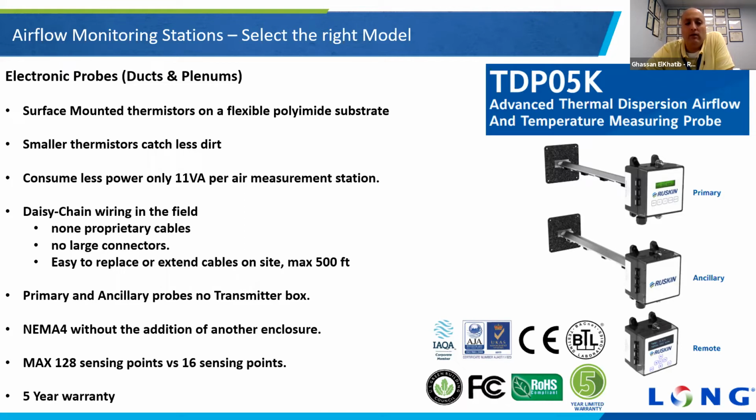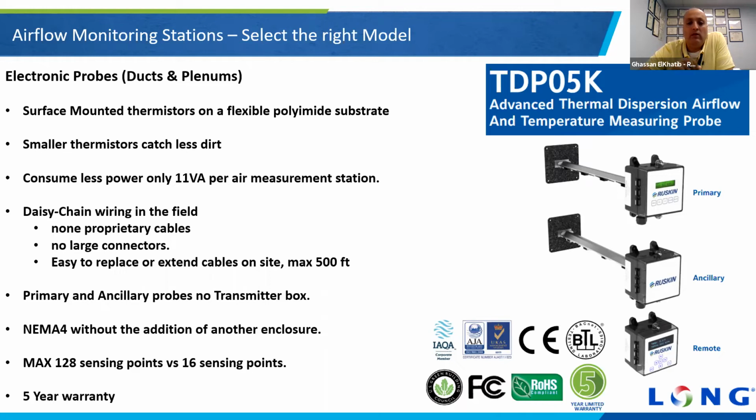Now, the beauty of these thermistors is that they're really small, and that prevents dirt buildup on them. Also, they don't use what the previous generation used, a fragile beaded glass. Now we use more robust ones. They come with a 5-year warranty and are a lot smaller. Not only do they prevent dirt, but they also allow you to use much less power. For example, this one uses about 11 VA per air measuring station. The number of probes will vary depending on the size of your duct opening.